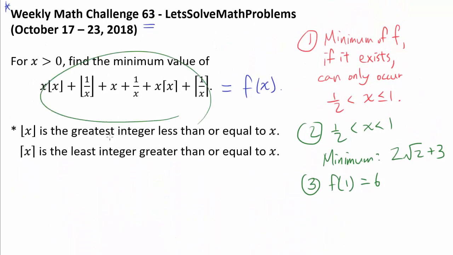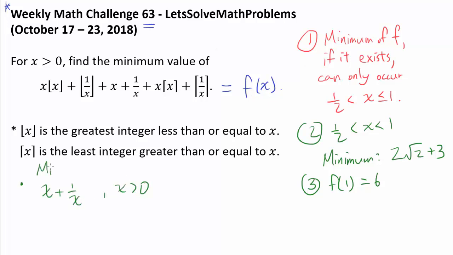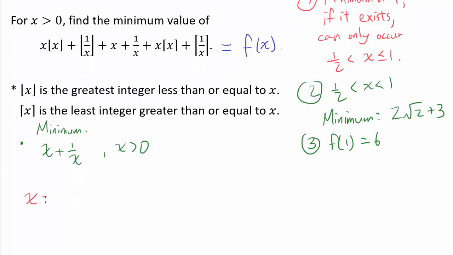Before we attempt this particular question, let's first take a look at minimizing x plus 1 over x for x greater than 0. So we want to find the minimum of this function, and it's a pretty well-known fact that the minimum occurs at x equals 1, and the minimum value is actually 2. But I will actually prove this fact before going on.